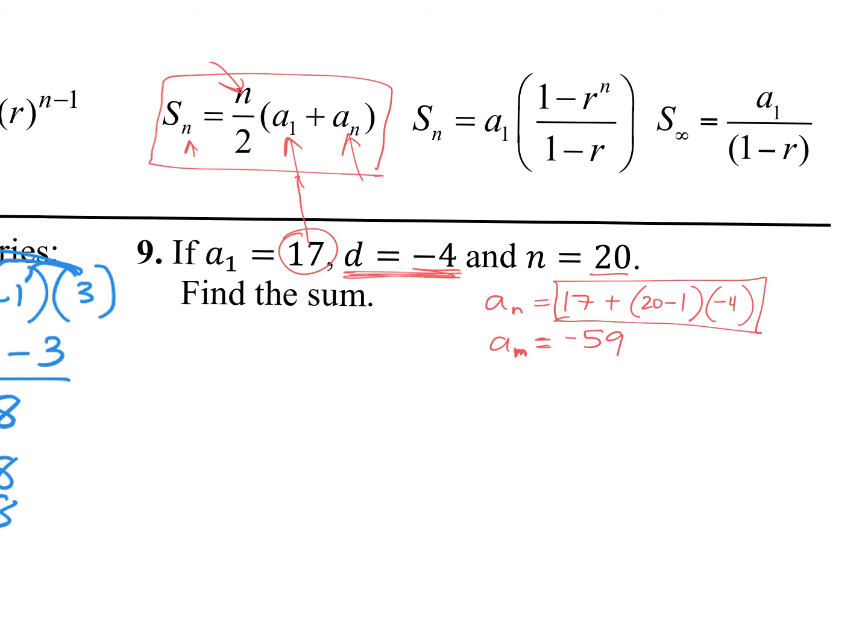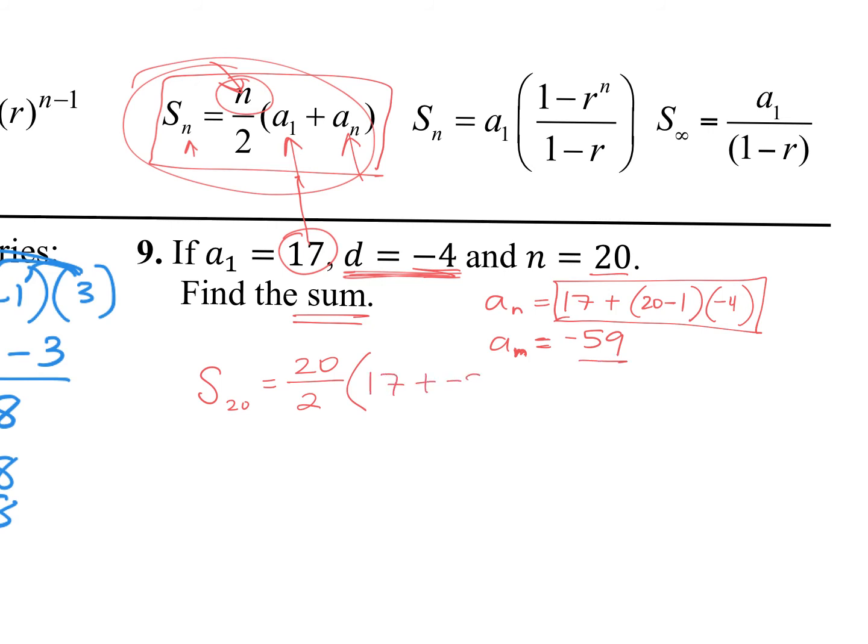So if a sub n is -59, then when we want to find the sum, we use this sum formula. The sum of the 20 terms is going to be 20 divided by 2, n divided by 2, times the first term, 17, plus the last term, -59. And again, plug this into your calculator just like you see it. You get the sum of those 20 terms is -420.